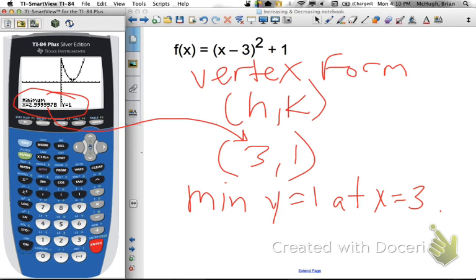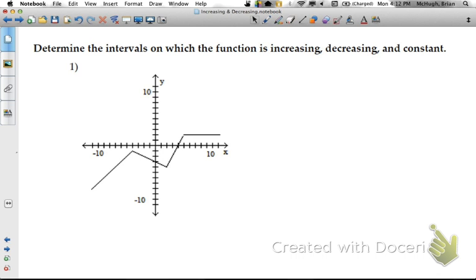And you can follow the same procedure with second trace, which takes you to the calculate menu to find maximum values as well. It's a left bound question, and then a right bound question, and then a guess. And those are the 3 things you have to do in the calculator. Looking at the examples on the back of the page, we're going to try to identify minimums and maximums and whether they're local or absolute.